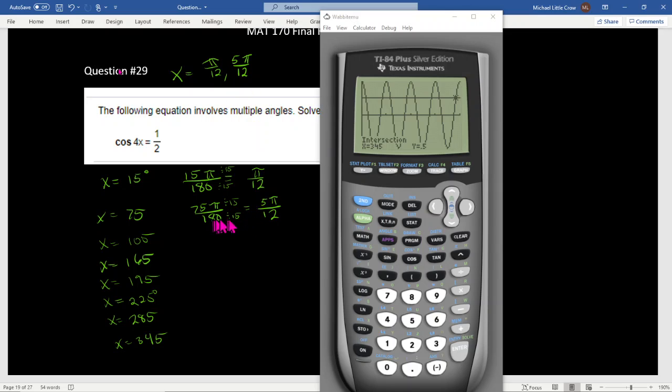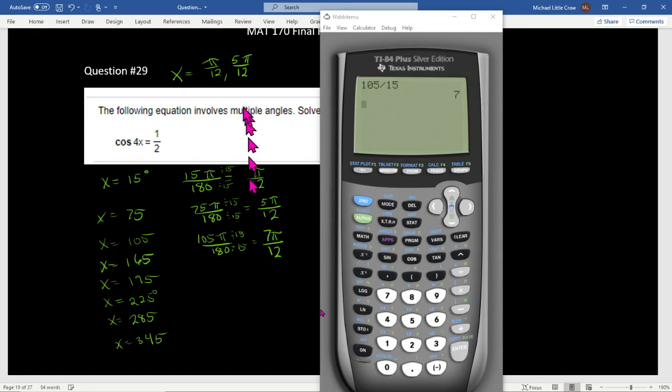And we know that 180 divided by 15 is 12, so 105 pi over 180, let's just try it. Let's divide both by 15. Does 15 go in evenly? Probably. 105 divided by 15, that's 7, so that's 7 pi, and then we know 180 divided by 15 is 12, so that's the next one.